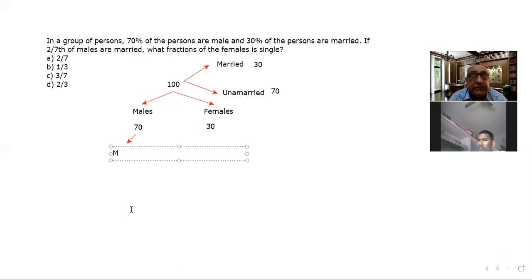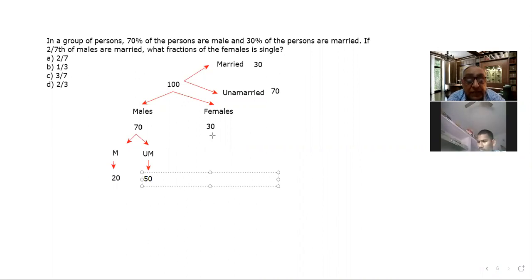It means some males are married and some males are unmarried. Let me write it this way, unmarried. So the married males are 2/7 of the total males, that is 20 males are married. And how many males are unmarried? 50 males are unmarried. It is clear, because 20 are married, obviously 50 are unmarried.